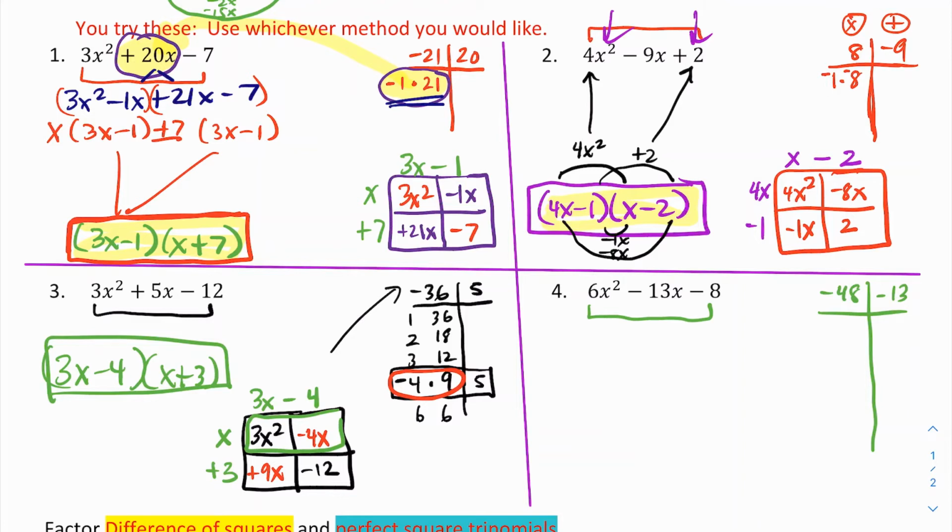So I know that the numbers that go in, 1 times 48, that's not going to give me 13. And again, I put the signs in afterwards. You're going to have a positive and a negative, by the way. 2 times 24, that's not going to give me 13.